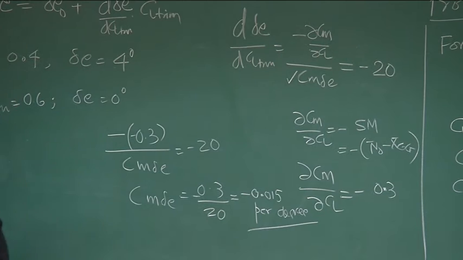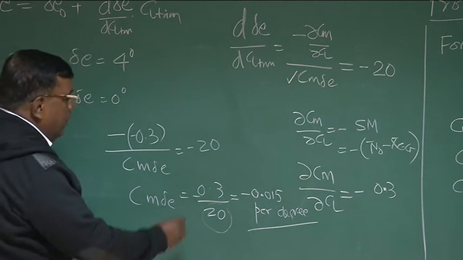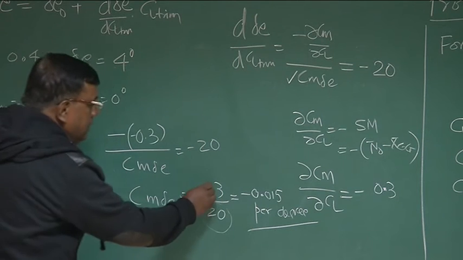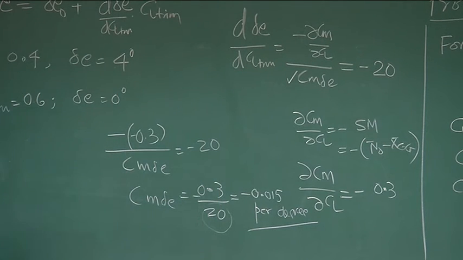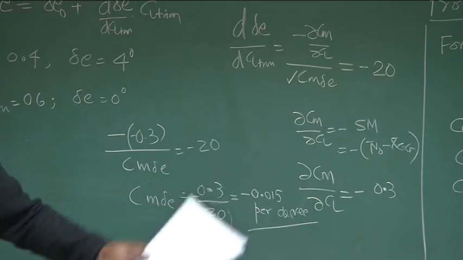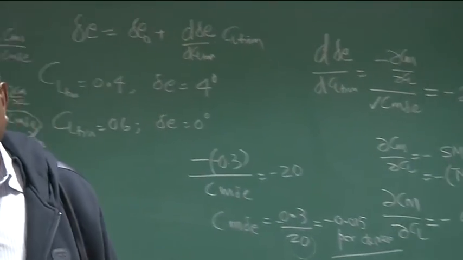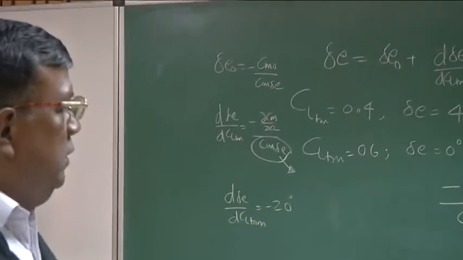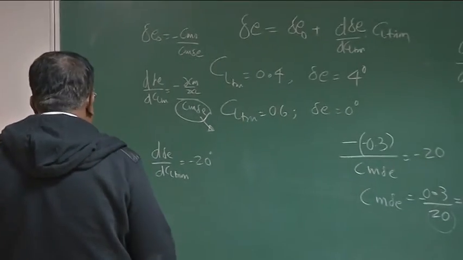I'm underlining this. The unit is per degree because this 20 was in degrees. Okay, and this is 0.3. Clear? So you could see that if I have got this minimal information, I can easily find out what is the elevator control power. Okay?